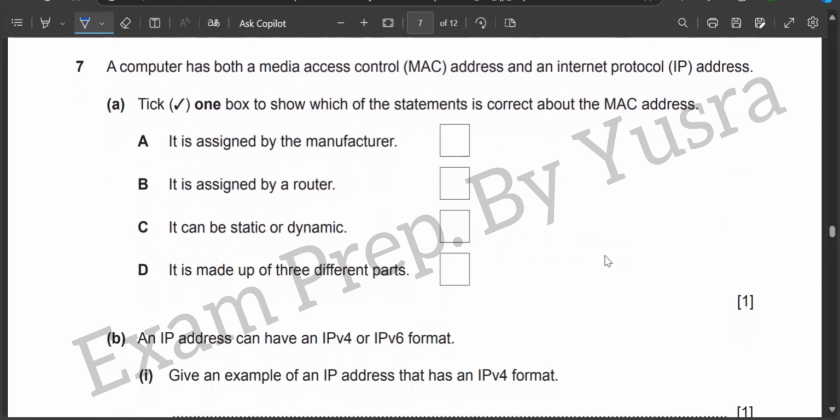A computer has both a media access control MAC address and an internet protocol IP address. Tick one box to show which statement is correct about the MAC address. The first statement says it is assigned by the manufacturer. It is assigned by a router. It can be static or dynamic. It is made up of three different parts.